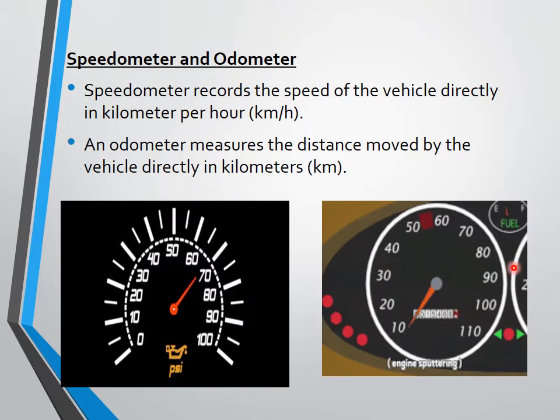So this instrument measures in kilometers. Where can we see this on the vehicles? There is a small rectangular window present in the speedometer dial. This one indicates the kilometer, and here the meter indicates the odometer reading. So this is how we can measure the speed.